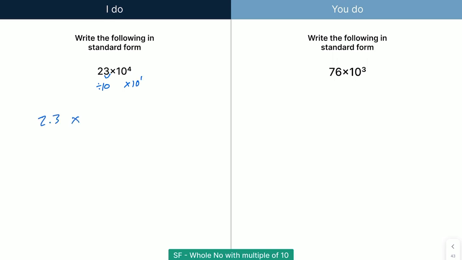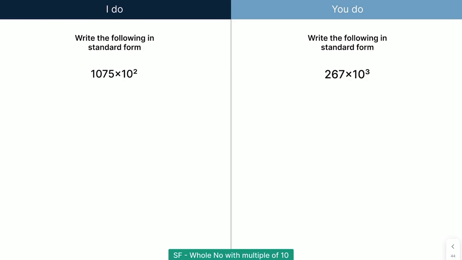And when you multiply powers, so that's 10 to the power of 4 times 10 to the power of 1, you just add them together. And again, hopefully you've pressed pause and had a go here. So here we are dividing by 10, so I'll do the opposite on this side. That's 7.6 times 10 to the power of 4, because you add the 3 and the 1 together.